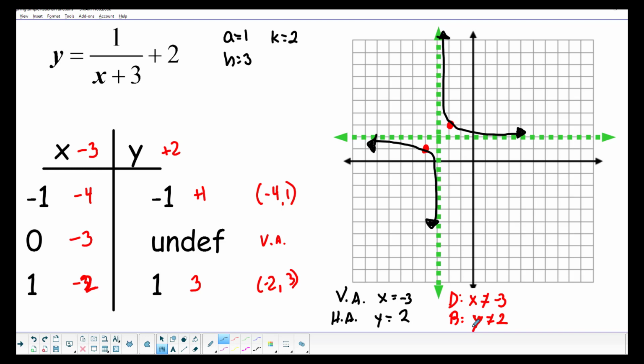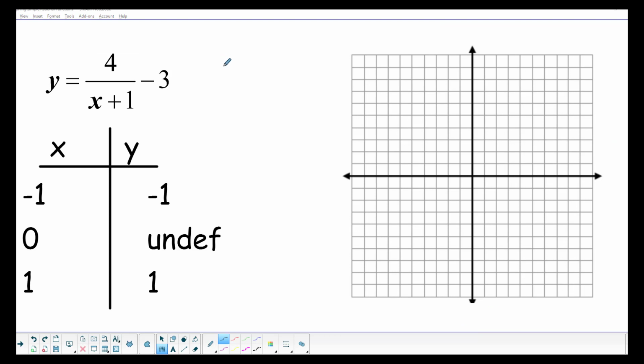Okay, so the next examples we're going to look at are going to incorporate a value for a. We'll see how we handle those. Alright, so with this example, I do want to move a little bit faster. Let's go ahead and start by identifying a, h, and k. Again, we have a equals 4. We have h equals +1. And we have k equals -3.